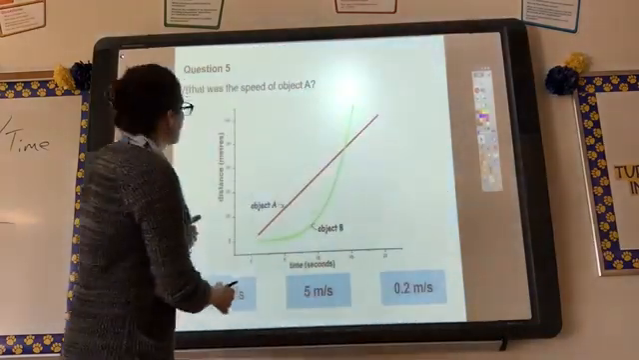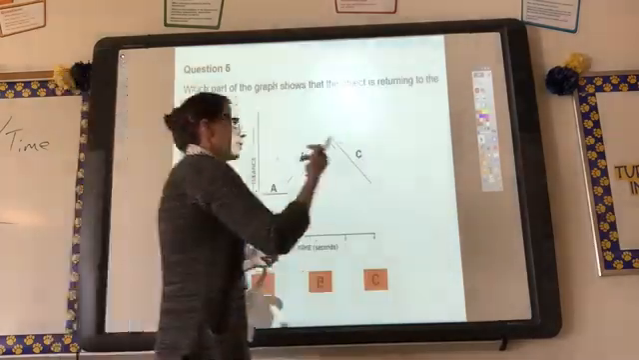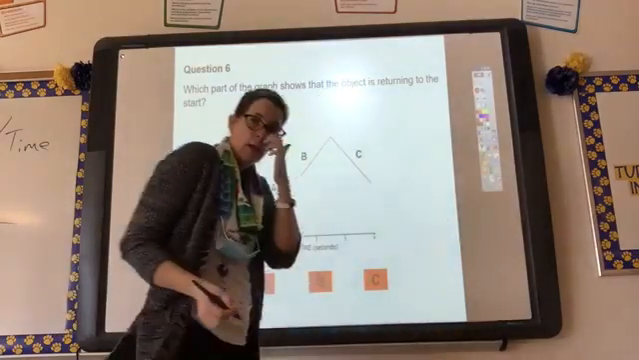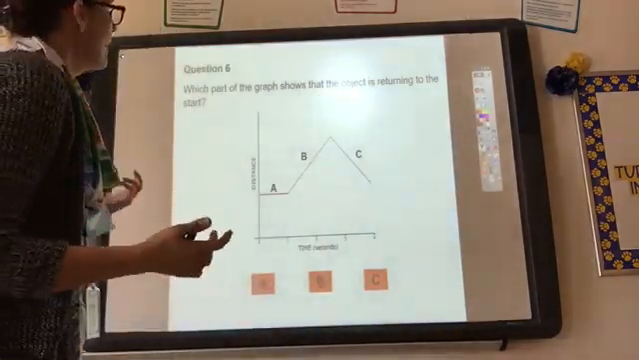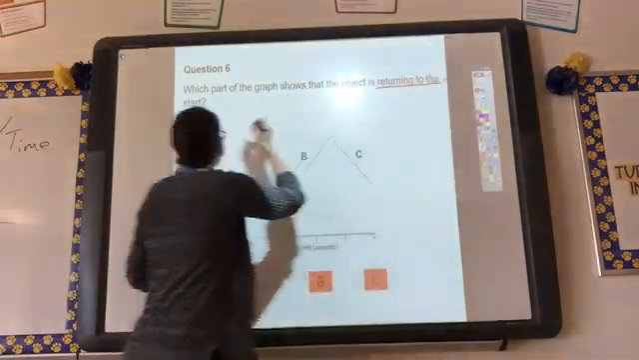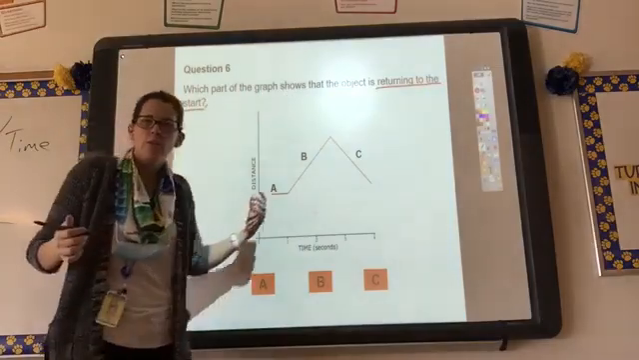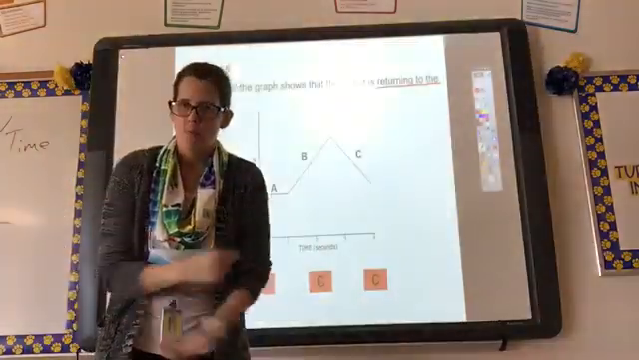Okay. There's question number 5. Let's look at number 6. We got a different graph to look at here. The question for number 6 says, which part of the graph shows that the object is returning to the start? Which part of this graph shows the object going back home?